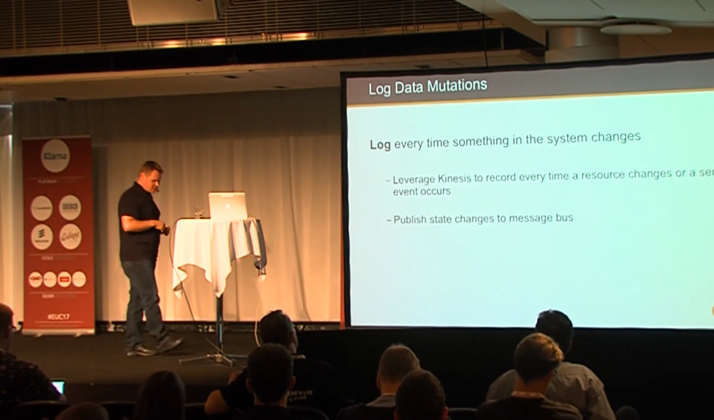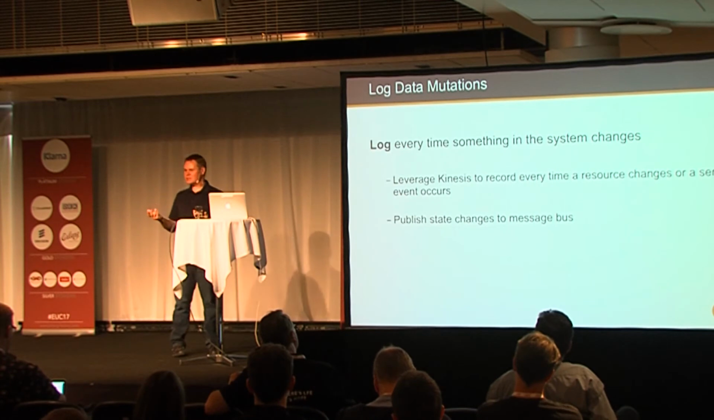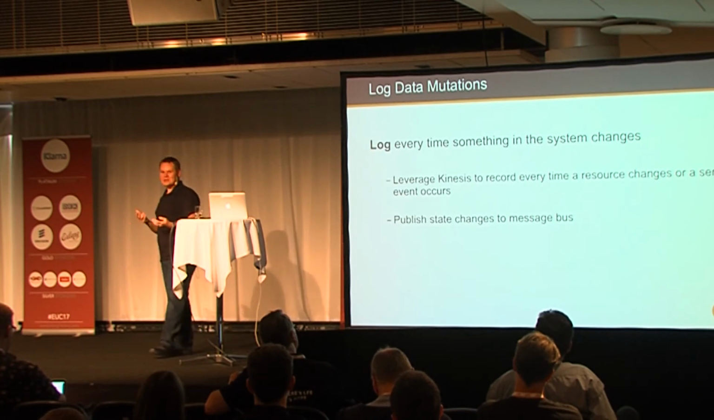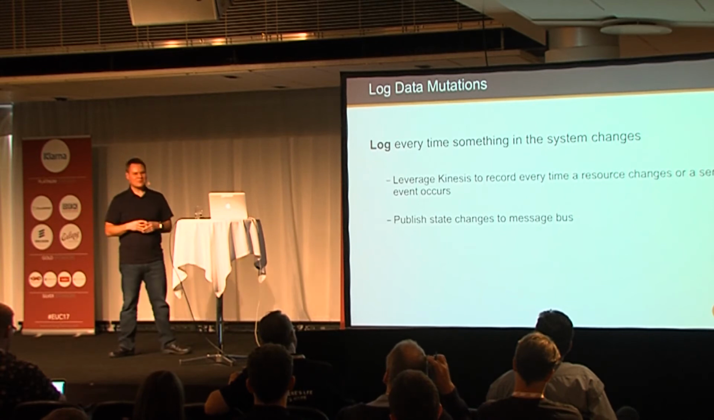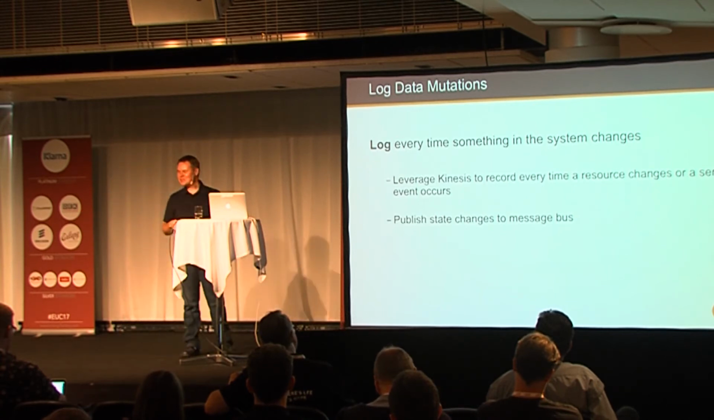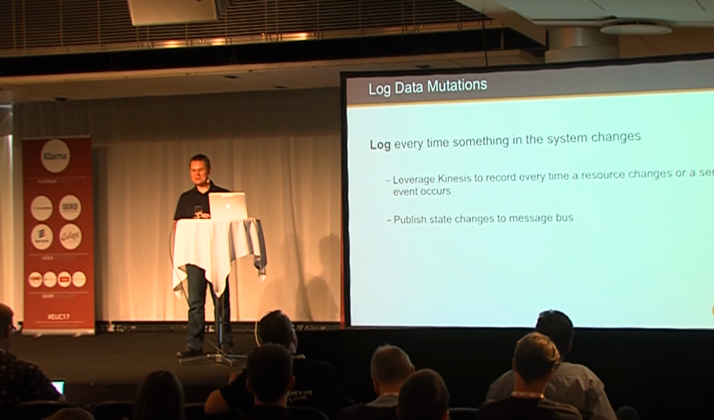Now, we also log those data mutations to a message bus, in this case, RabbitMQ. And there was a lot of debate internally if those should be the same thing or different. Right now, they're different. Mostly because we haven't had a lot of experience with Kinesis at the time, so it made sense to use Rabbit.